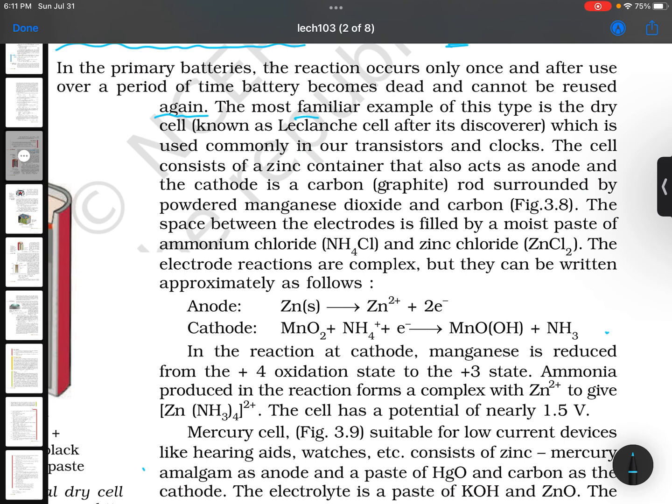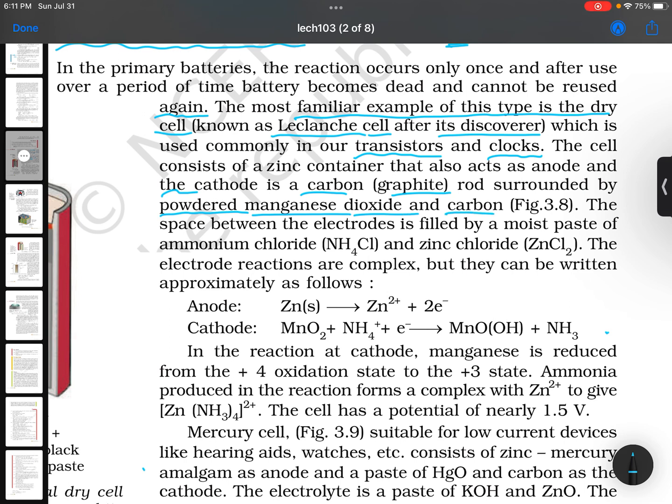The most familiar example of this type is the dry cell, known as Leclanché cell after its discoverer, which is used commonly in our transistors, radios, and clocks, okay, watches. The cell consists of a zinc container that also acts as the anode. The cathode is a carbon graphite rod surrounded by powdered manganese dioxide and carbon.